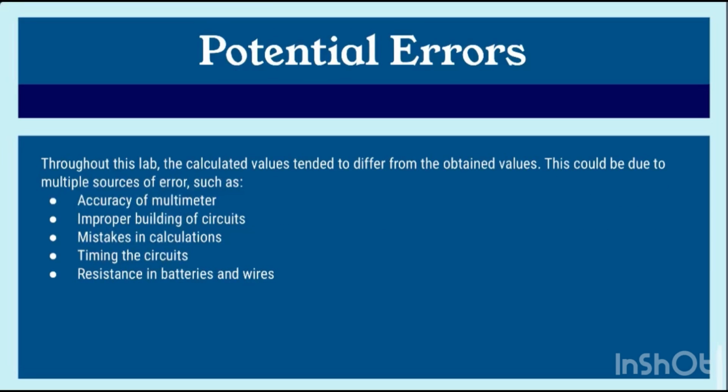Throughout this lab, the calculated values tended to differ from the obtained values. This could be due to multiple sources of error, some of which include the accuracy of the multimeter, improper building of the circuits, mistaken calculations such as rounding errors, the timing of the circuits, as in calculating how long the light bulbs dimmed through the charge and discharge, and then the additional resistance in batteries and wires.